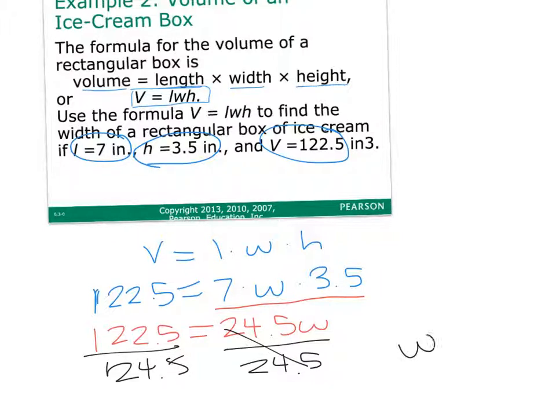Get your calculator to do the division for you, 122.5 divided by 24.5, and you'll find that the width of the box is 5 inches. Be careful on your label. Lengths should be plain inches, volumes should be cubic inches.